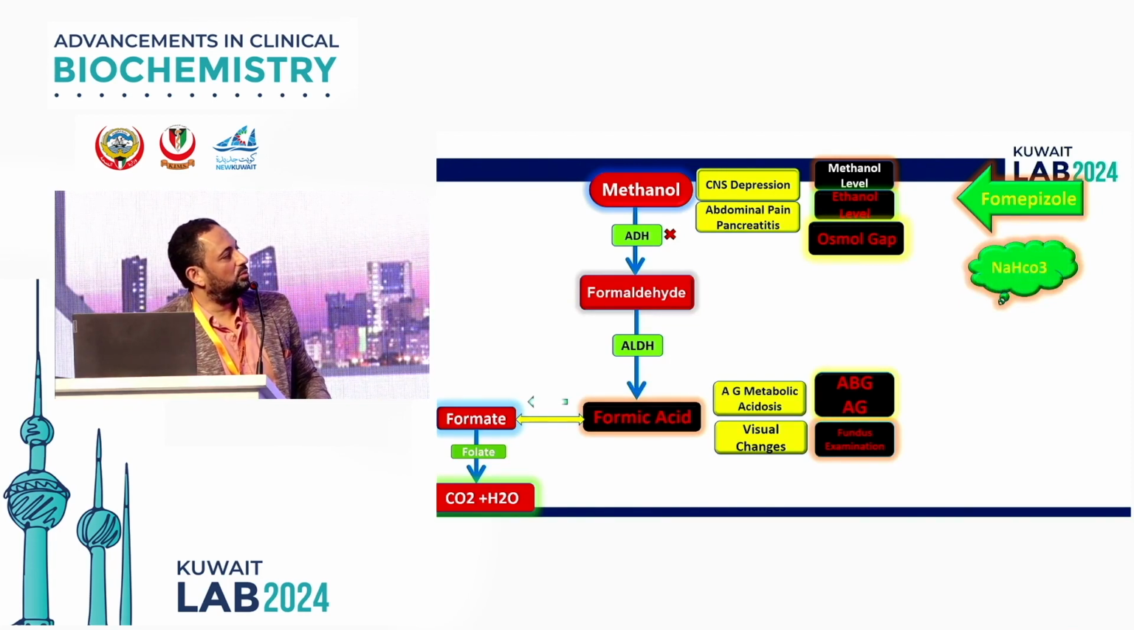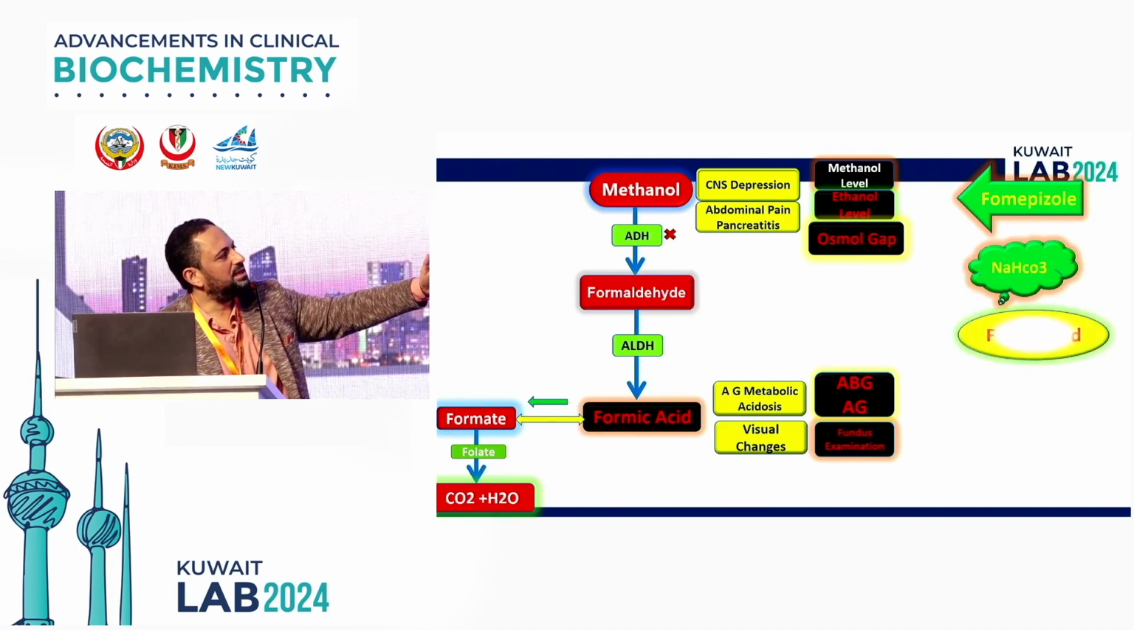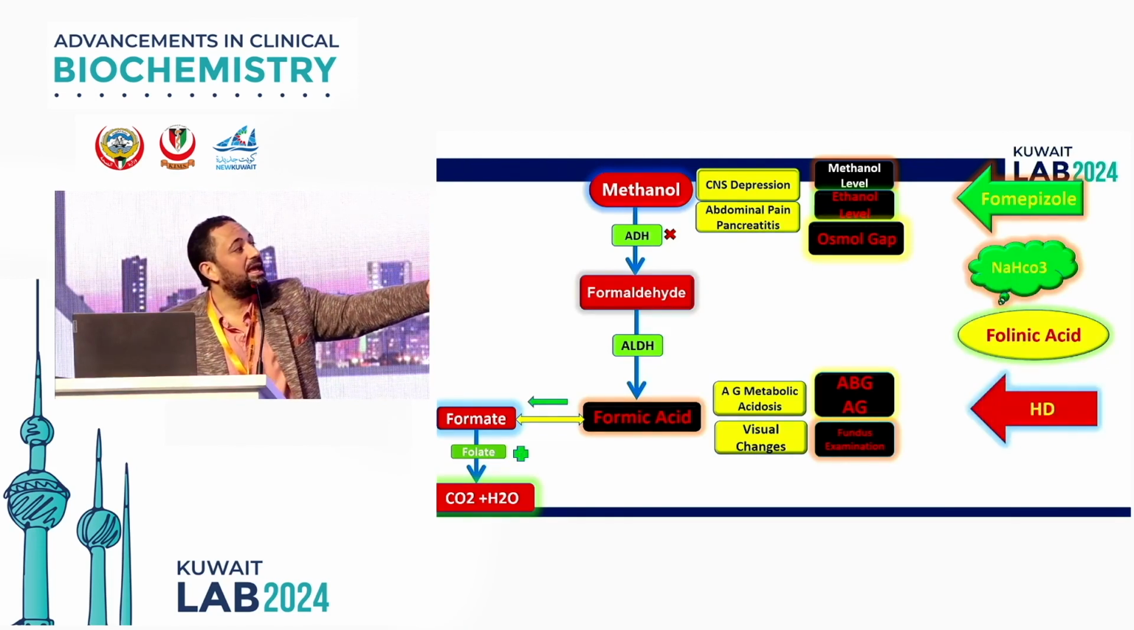Sodium bicarb will transform formic acid to formate. Then we can give folinic acid. This is the treatment regimen, which will stimulate formate conversion to CO2. And at the end, we use hemodialysis.